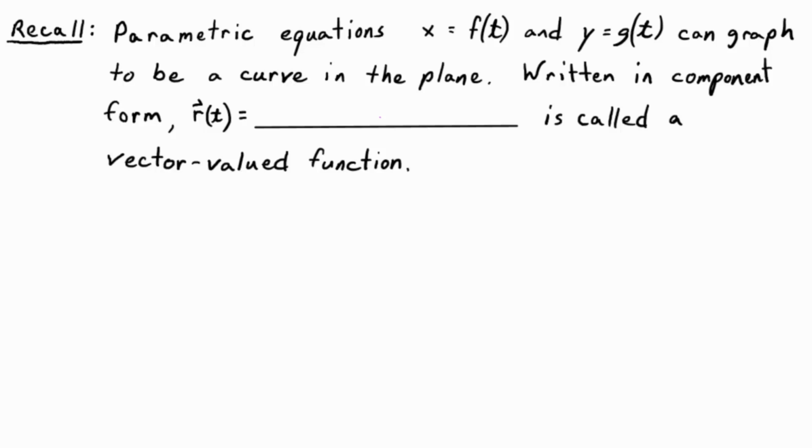Now, we think of x and y then in terms of f of t and g of t. We put those together and make what we call a vector out of them, and it'll be a vector-valued function. So r of t is how we represent the vector-valued function, r with a little half arrow over it. And then we could use component form notation. The first component would be f of t. The second component would be g of t.